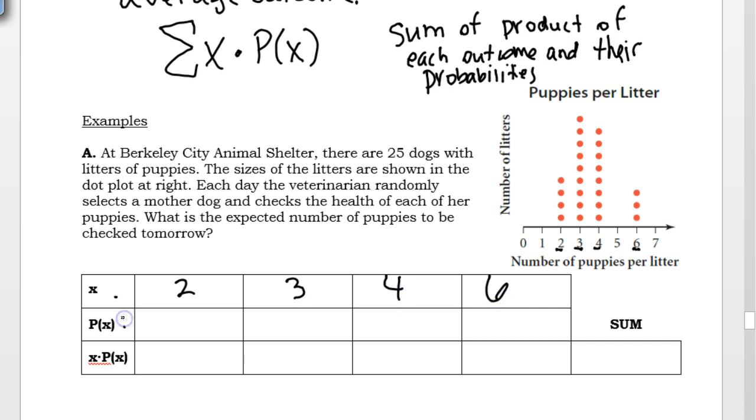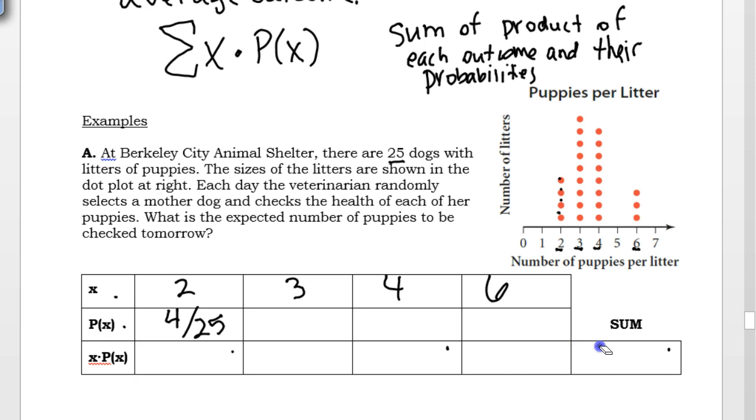The next row asks me for the probability of each outcome. So what's the probability that a litter has 2 puppies? I have 1, 2, 3, 4. I've observed 4 litters with 2 puppies out of the number of trials I have. I can report that as a fraction or as a decimal. If I wanted to do 4 over 25, it works out either way. And then we would multiply those together and then repeat and repeat and repeat, and then we add them up, and that would be our expected value.